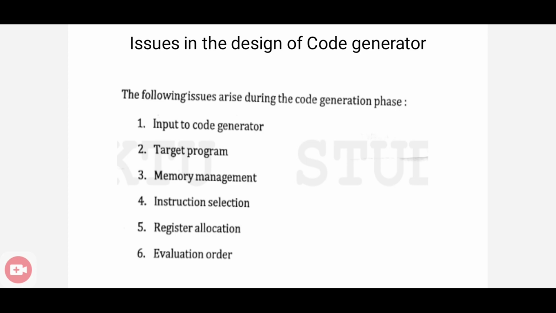This is an important question: issues in the design of a code generator. There are 6 issues: input to the code generator, target program, memory management, instruction selection, register allocation, and evaluation order.